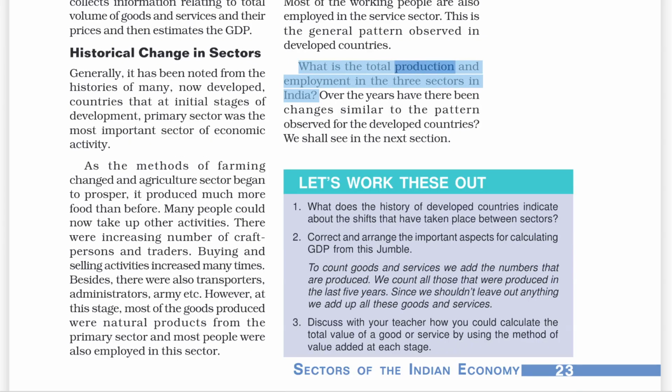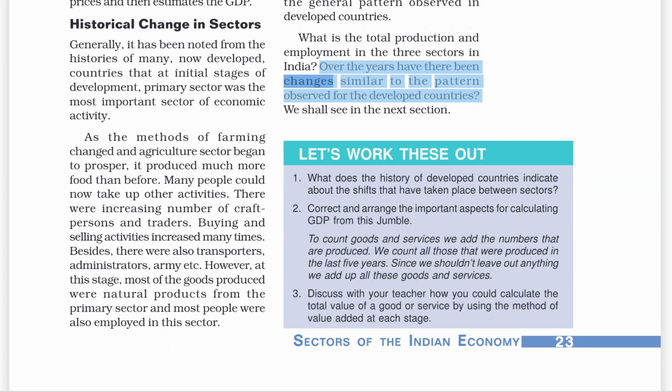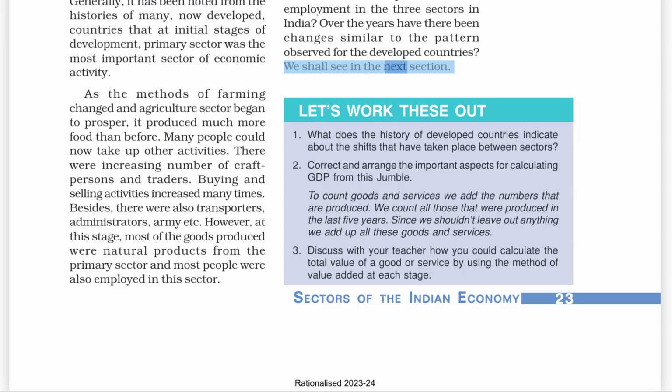What is the total production and employment in the three sectors in India? Over the years, have there been changes similar to the pattern observed for the developed countries? We shall see in the next section.